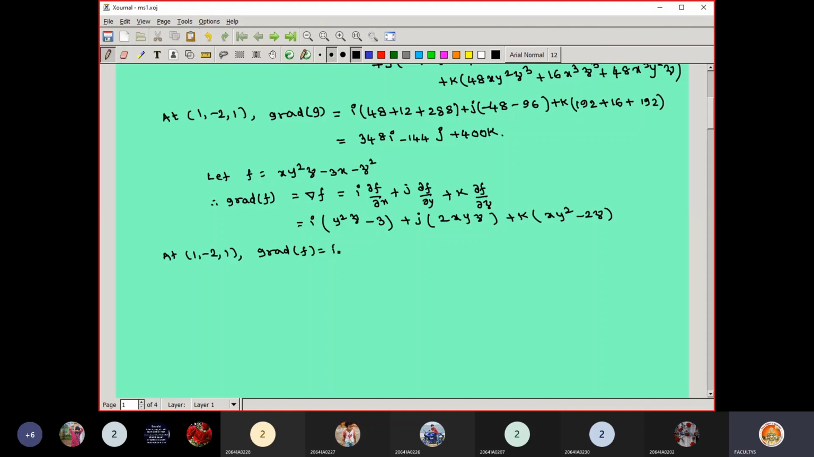So directly I am substituting. y²z: y² means 4, 4 into z means 4. 4 minus 3, and plus j. You have to be careful while substituting. 2xyz becomes −4, plus k, xy² means 4, and −2. So if you simplify directly, you are getting i − 4j + 2k. Is it correct? i − 4j + 2k.